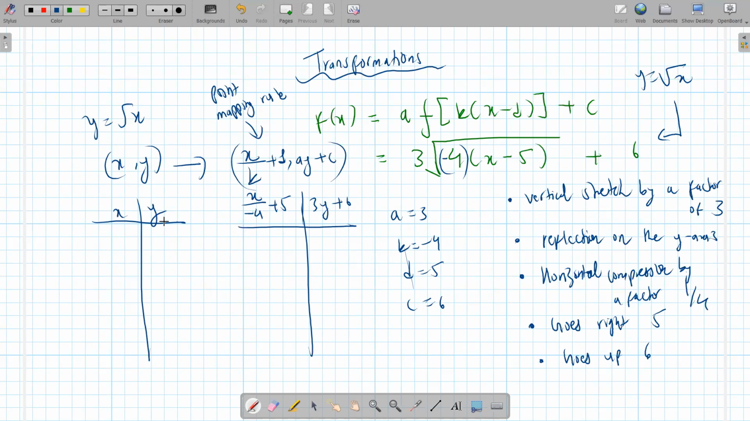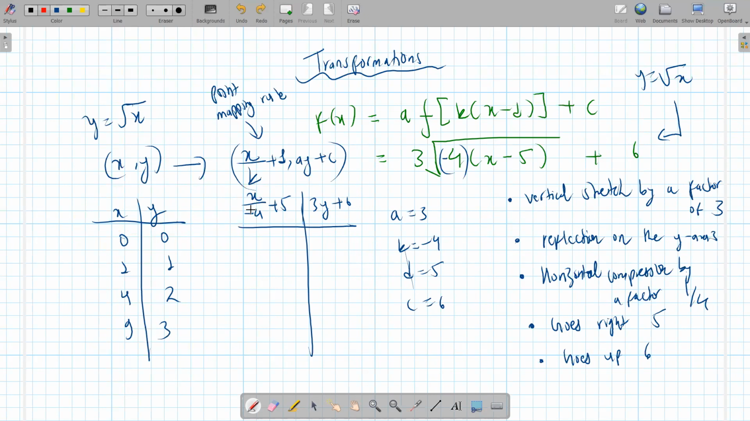So let's give me some points on the parent function, y equals square root of x. When x is 0, y is 0, right? When x is 1, y is 1. When x is 4, y is 2, and then 9, 3, you can keep going, 16, 4. Now what we're going to do is plug this value of x in there as x, plug this value of y in there as y, and rinse and repeat until we get a few points.